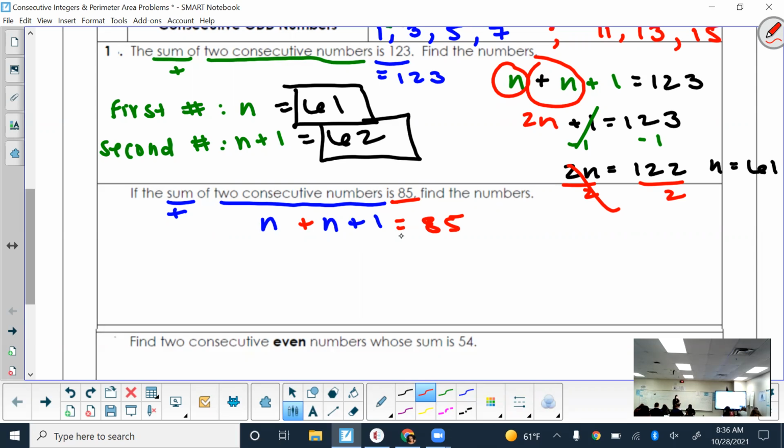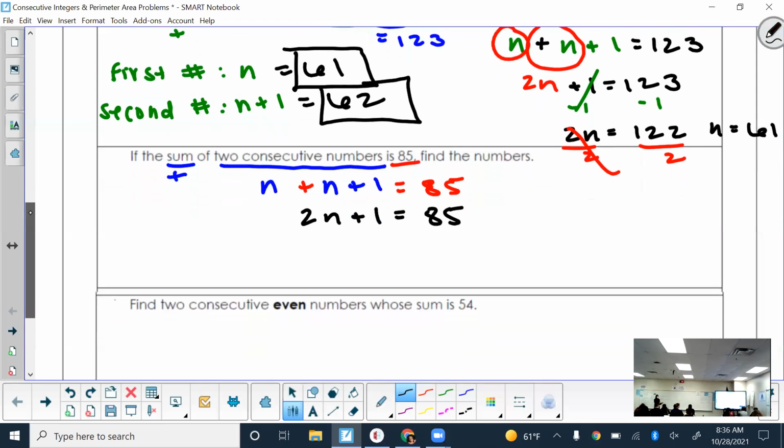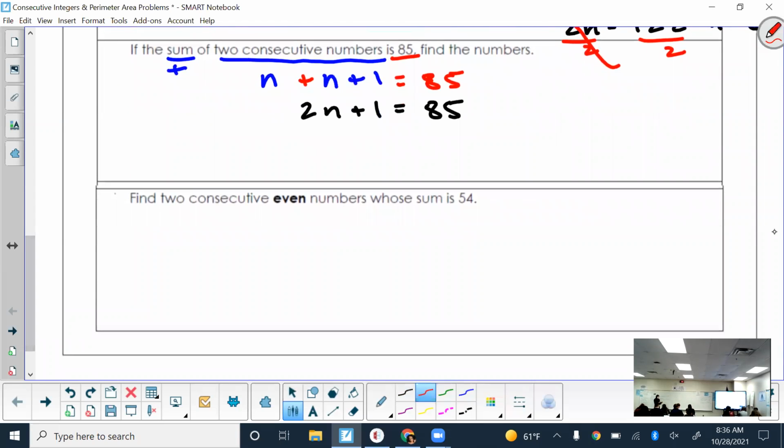All right, now what's the next step? Combine our like terms, so what's n plus n? 2n plus 1 equals 85. Now what do I do? Subtract 1. So that'll cancel out the 1 on the left side. Whatever you do to one side, you have to do to the other. So 2n equals 84. How can you get the n by itself? Good, do the opposite. Do you guys remember what property this is?